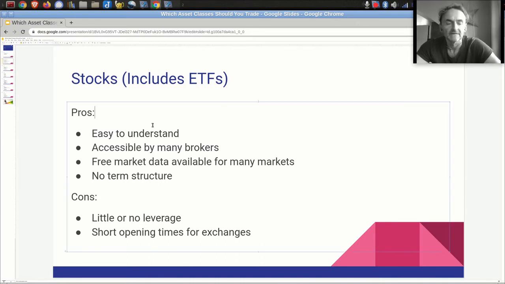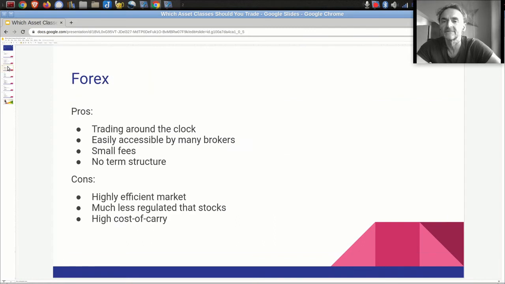Okay, the next asset class that we talk about is Forex. Forex, again, is a fairly easy asset class to understand. What's really good about Forex is that it trades around the clock, so you can access it 24 hours a day. Many brokers offer Forex for you to trade, which is great, even more perhaps than stocks.